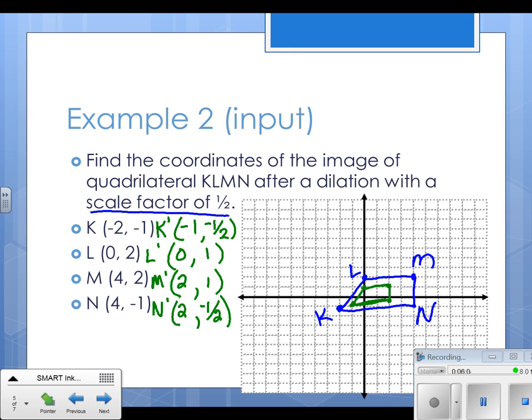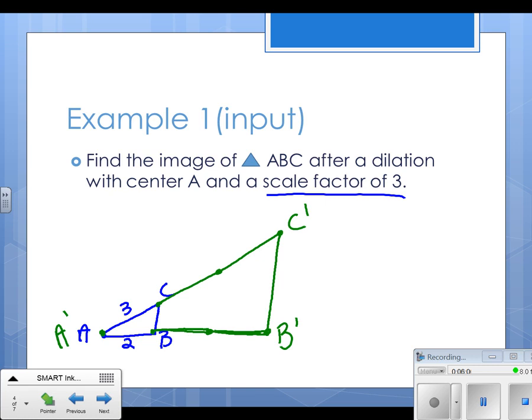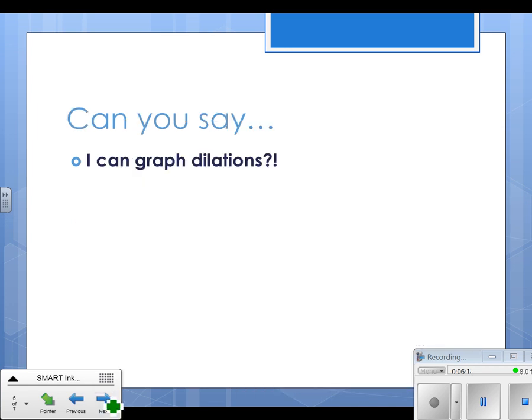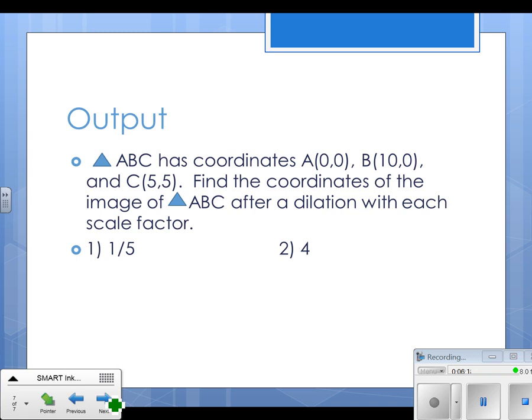So now we saw one more of an estimate and an enlargement. You could also do a reduction estimate similar to what we did here. And this one is a reduction on the coordinate grid. Can you say I can graph dilations? Here's your output to work out and be prepared with any questions for the work time in class.